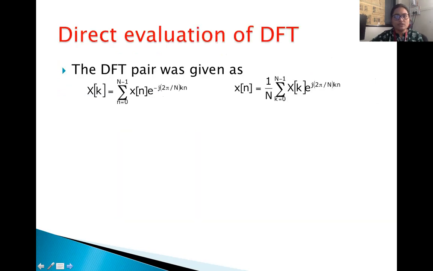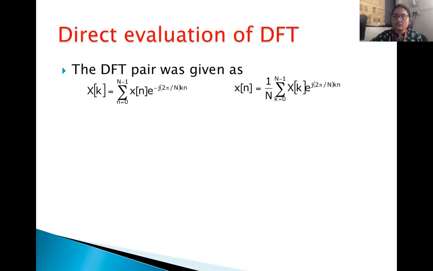Okay, so now let us start with the discrete Fourier transform, because we are going to understand the discrete Fourier transform, the inverse discrete Fourier transform, how many computations are required in order to compute DFT and IDFT, and how to reduce the number of computations by means of the Radix-2 algorithm. These are the important things that we are going to study in this topic. So, direct evaluation of DFT.